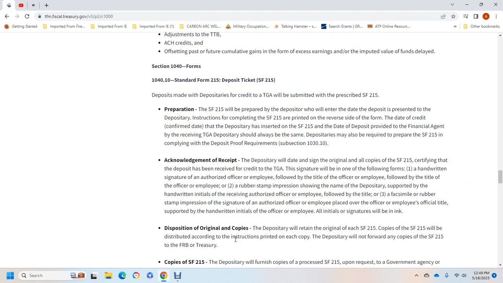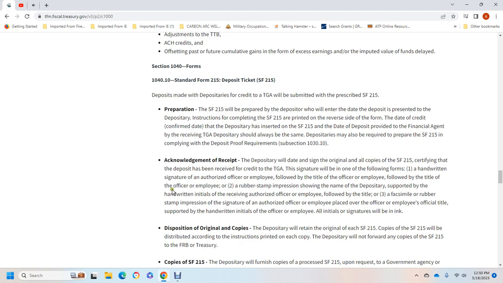Acknowledgement of receipt. The deposit will be dated and signed on the original copy of the 215, certifying the deposit receipt and credit to the Treasury General Account. The signature will be in one of the following forms: one, a handwritten signature of an authorized officer or employee, filed with the title of the officer or employee. Two, a rubber stamp impression showing the name of the depository, together with the handwritten initials of the authorized officer or employee who received it, filed with the title.